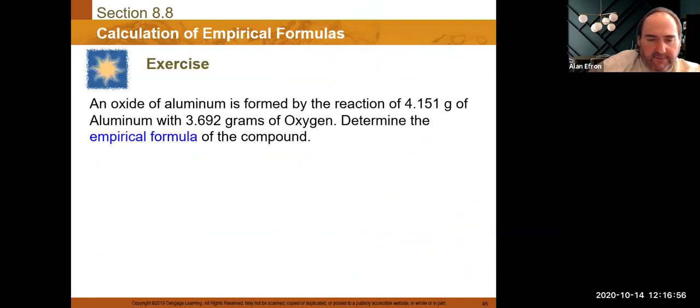So you have this one next. We're looking for the empirical formula of aluminum and oxygen, and aluminum is 26.98 and oxygen is 16.